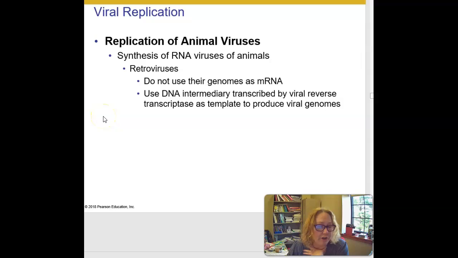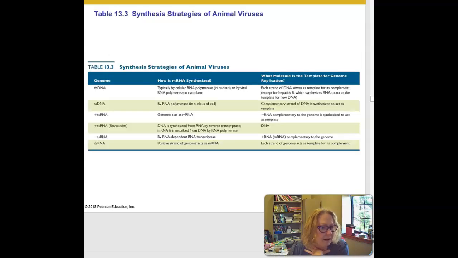Retroviruses do not use their genomes as mRNA. They use DNA, and they use a DNA intermediary, and then it's actually transcribed into the RNA. Very interesting. So this is how the single-stranded DNA comes in and then it gets transcribed. Here's some examples of that.